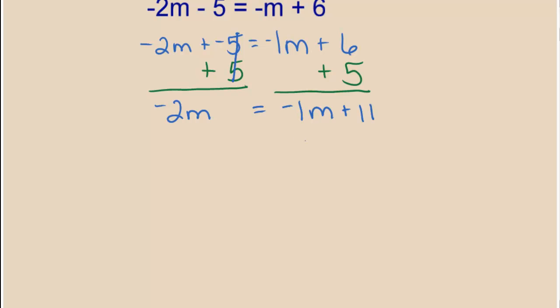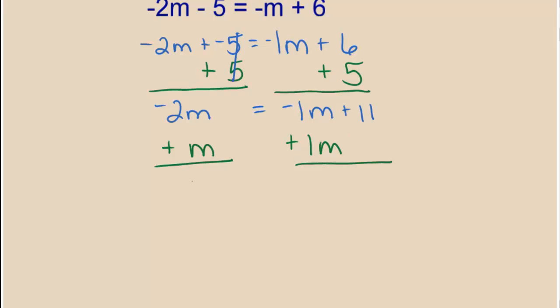Now, I want to get rid of that -1m. So the way I get rid of that -1m is I'm going to add the opposite. Since I'm adding it to 11, I need to be working with my additive inverse. So what's the opposite of -1m? +1m, or positive m. So again, we can write this as +m or +1m. It doesn't matter. If it helps you to understand things this year, you can keep the 1 and the -1 in front of the m. Otherwise, you don't need to.